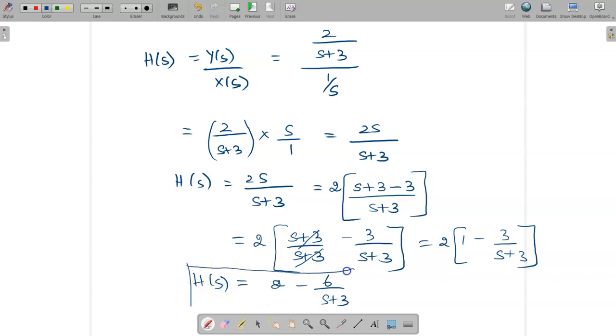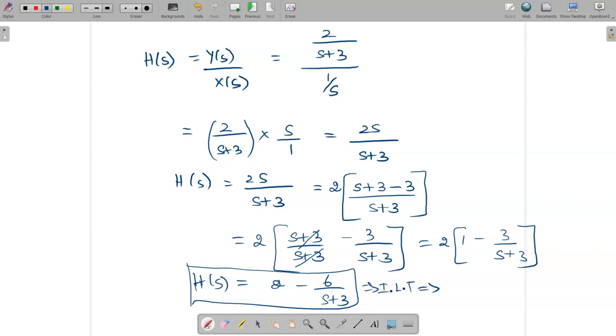For this term I can now apply the inverse Laplace transform. See here, this is the previous h of s. For this term I cannot directly apply inverse Laplace. Why? Because in the numerator I have s. So in order to eliminate this, I am simplifying all these terms. I am getting the terms as this. Now you can apply inverse Laplace transformation.